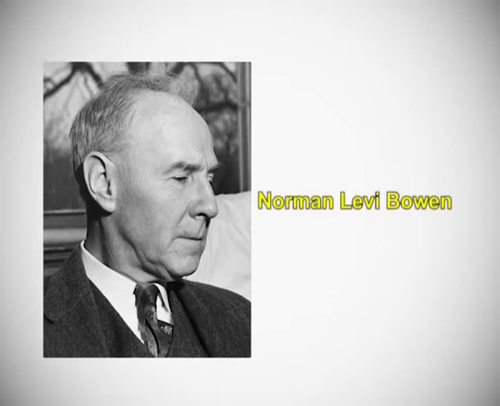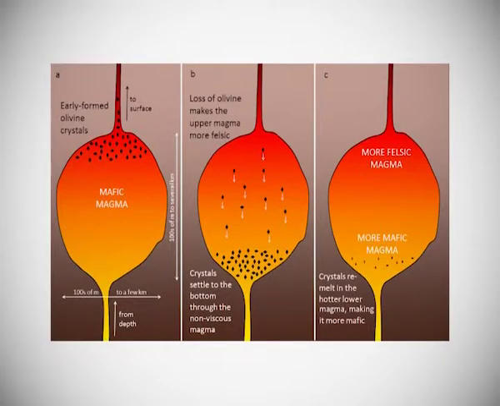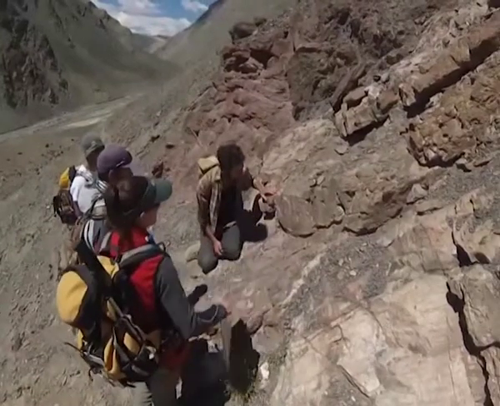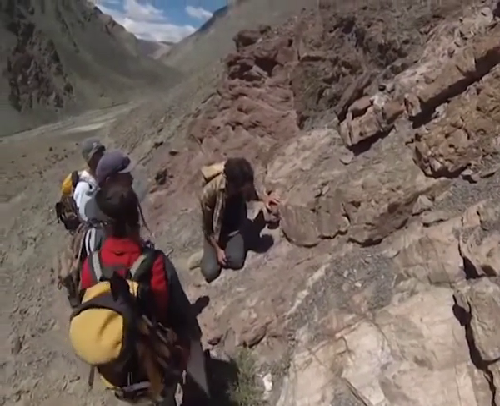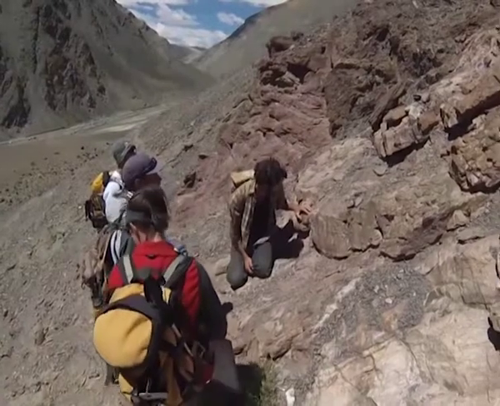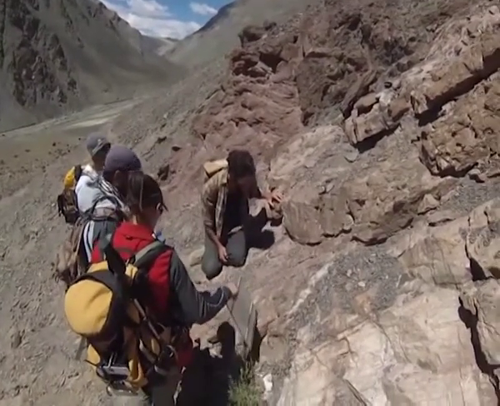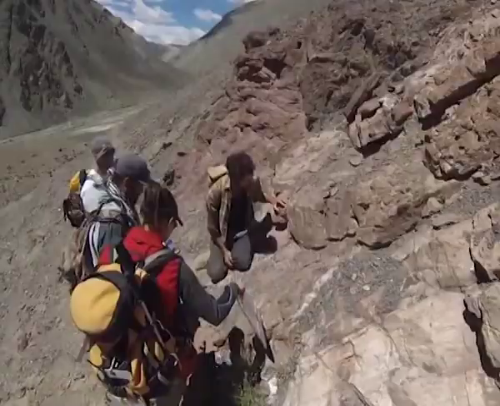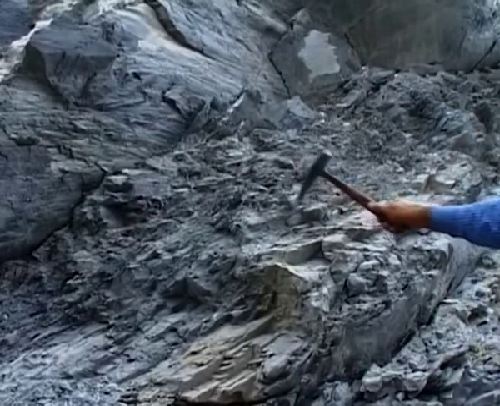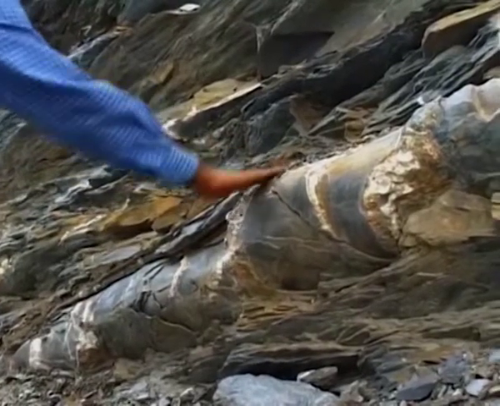Felsic-mafic classification. It was proposed by Norman Levy Bowen. Felsic-mafic classification is based on relative color of minerals. Chemical composition of igneous rock can often be estimated just from looking at the rock. Geologists look at the proportions of light colored and dark colored minerals in an igneous rock to estimate the chemical makeup of the rock. Light colored or felsic minerals have more silica in them.